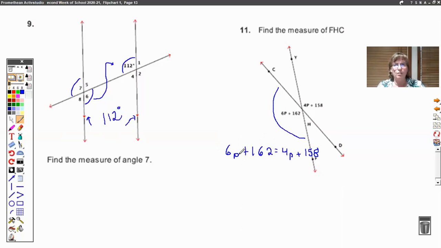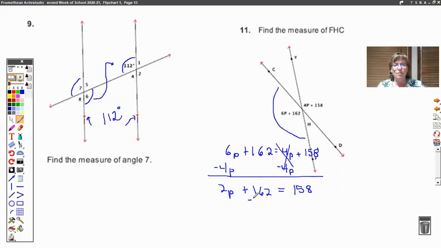Step number 4, get your variables on one side, your constants on the other. So what we're going to do is move the smaller one since they're both positive. So I'm going to move the smaller one by adding its opposite. So it's a negative 4p. And of course, these are opposites. Their sum is 0. So I end up with 158 is equal to, and then I have 162. And then I have 6p minus 4p is 2p.